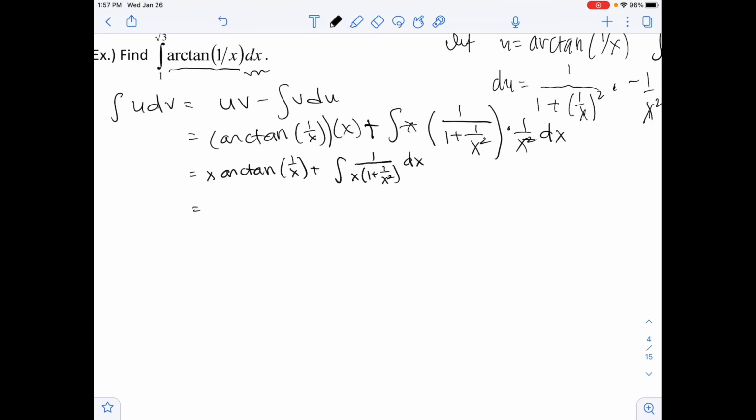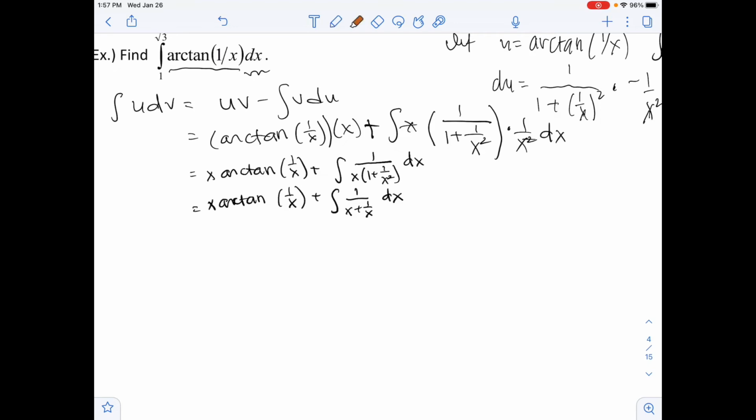And that's kind of messy right now with a fraction within a fraction. So I'm going to see if I can clean that up a little bit before we actually deal with it. So x times arctangent of 1 over x plus, and then if I distribute in the x, I have 1 over x plus 1 over x dx. And it's still messy with that compound fraction, a fraction inside a fraction.